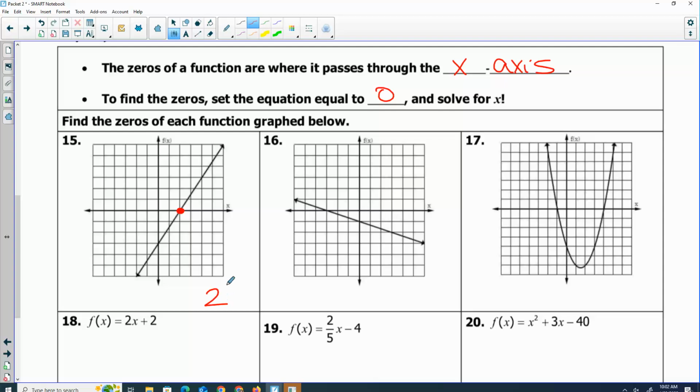2. Okay, 17. Where it hits the x-axis, what are my values?